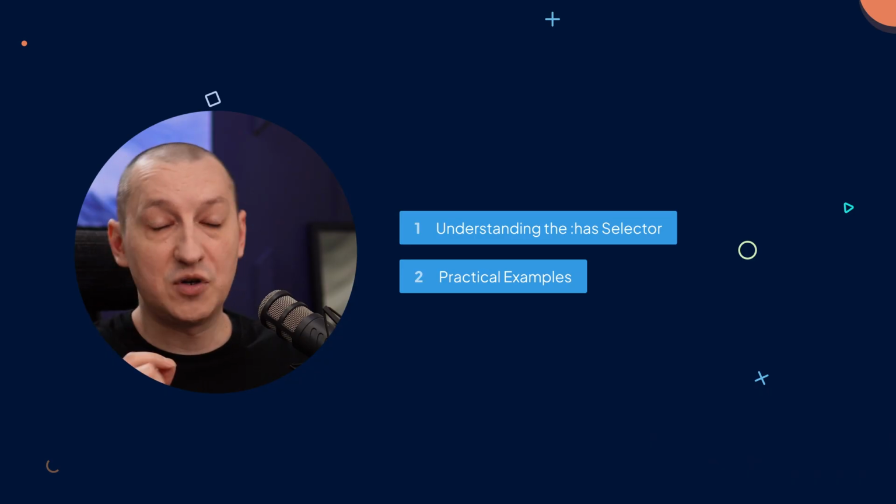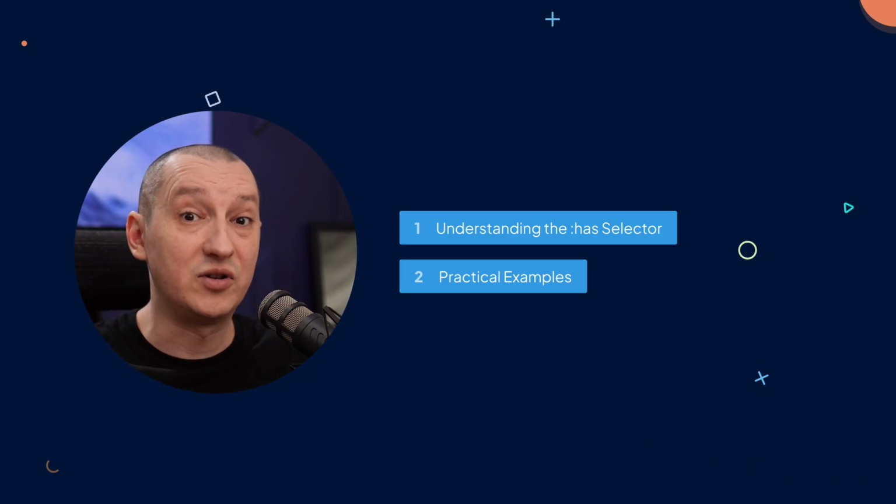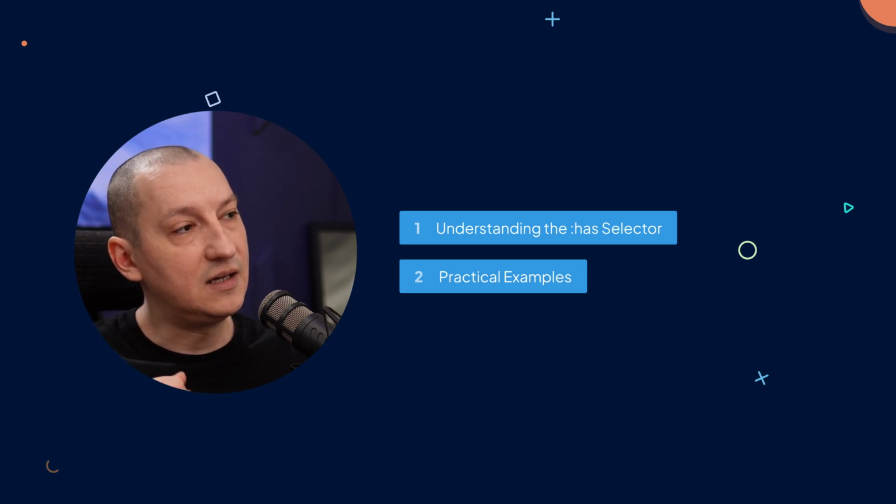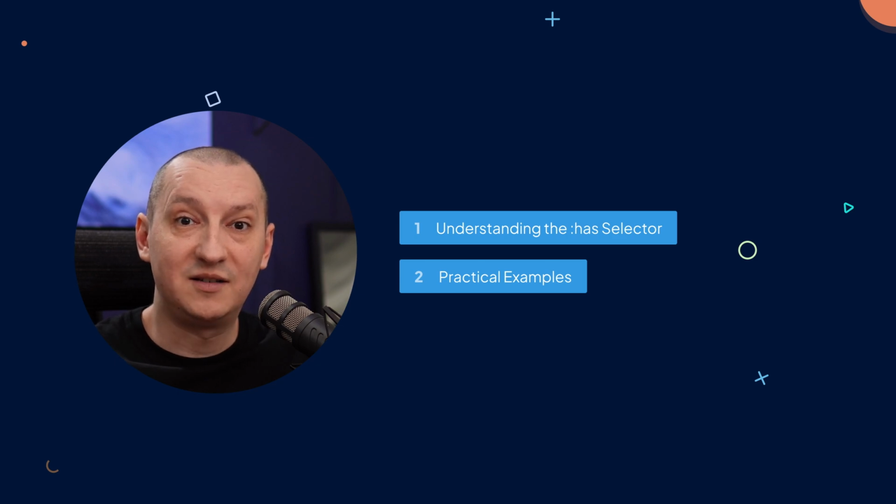Now, if you're not familiar with the has selector, don't worry, we'll cover everything you need to know in this course. But hey, if we're just meeting, my name is Adi. I'm a web designer and developer. And in this course, we'll first have a look at the has selector syntax and explore some basic techniques. And then we'll create some practical examples. By the end of it, you'll have a solid understanding of what the has selector is and how you can effectively use it in your CSS code.